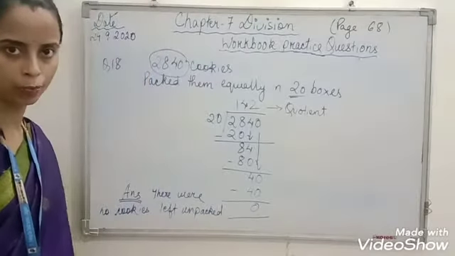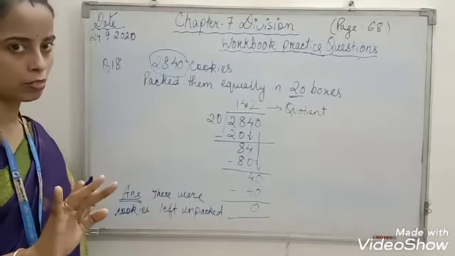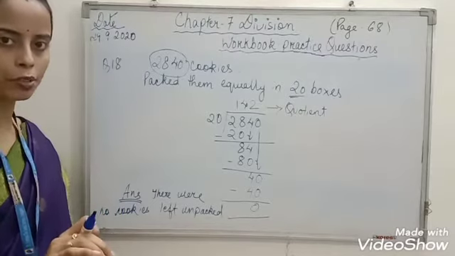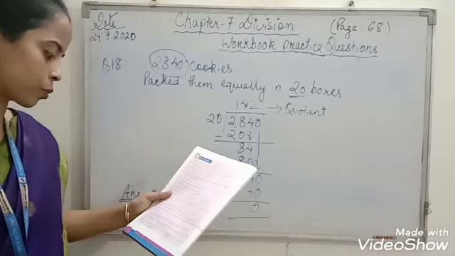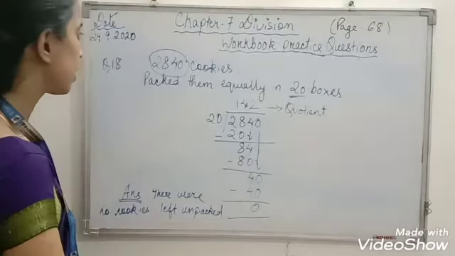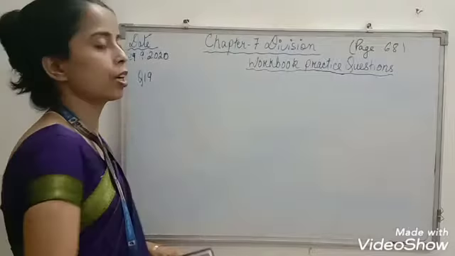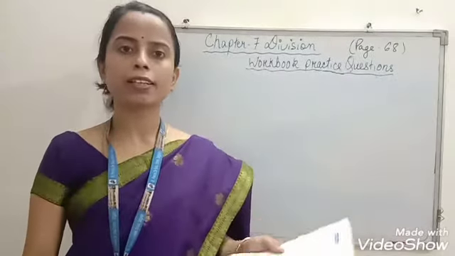Remainder is the remaining one, that is left, not shared. Alright, children? Got it? Is it clear? Now the next question. That is question number 19. So what is given in 19? Let's see, children.